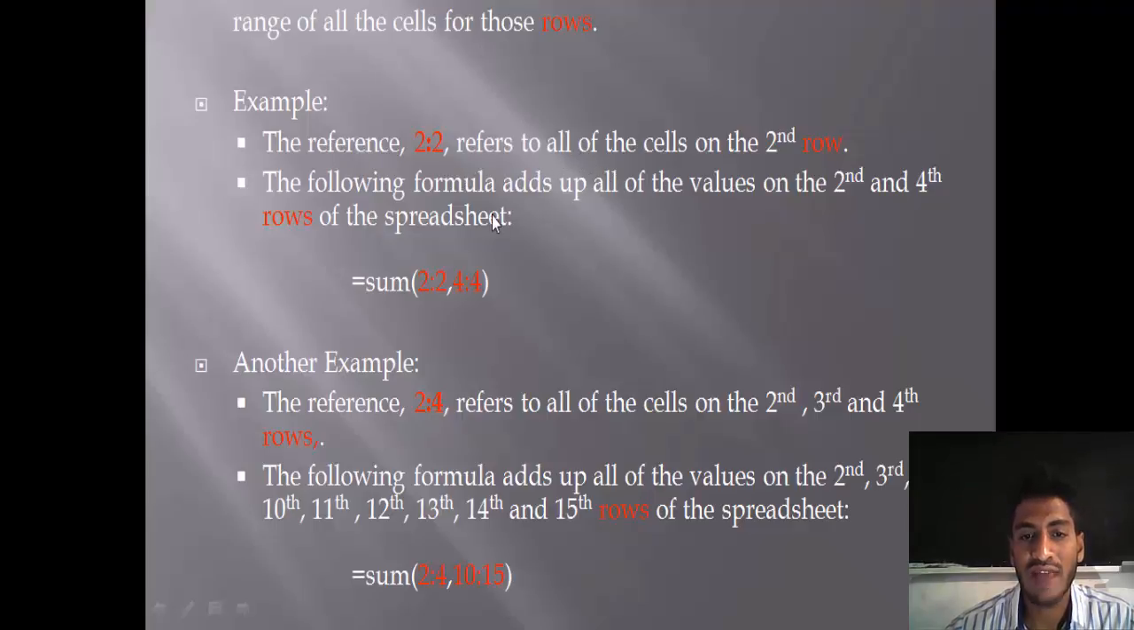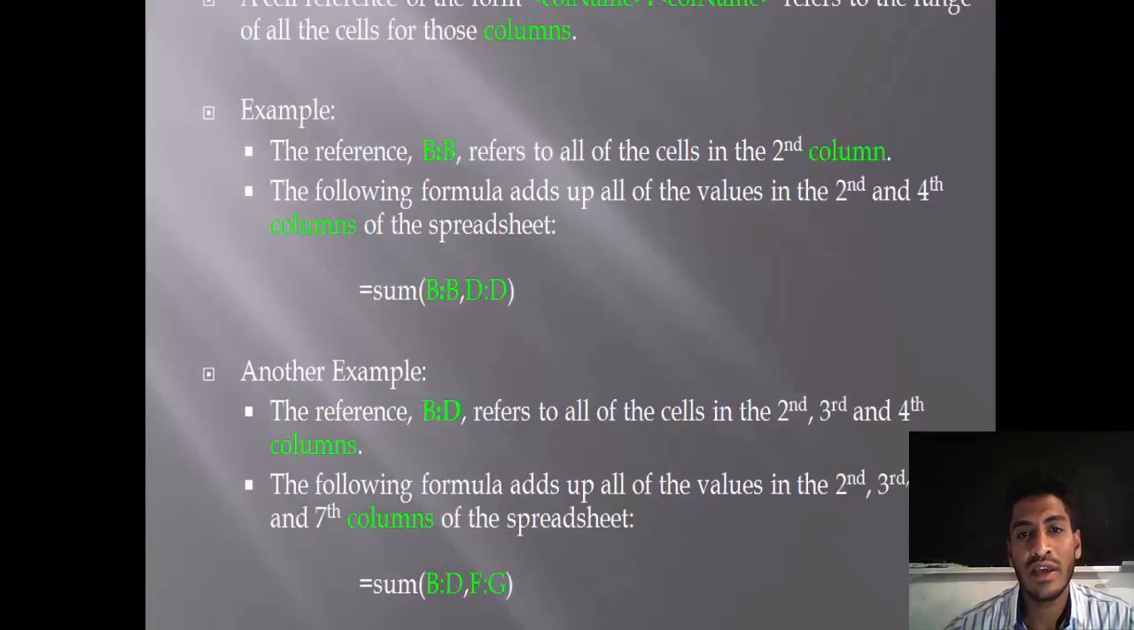The following formula adds all the values on the second and the fourth row of the spreadsheet: =SUM(2:2,4:4). Another example, the reference 2:4 refers to all the cells on the second, third and the fourth rows. The following formula adds up all the values on the second, third, fourth and 10th, 11th, 12th, 13th, 14th and 15th rows of the spreadsheet: =SUM(2:4,10:15).